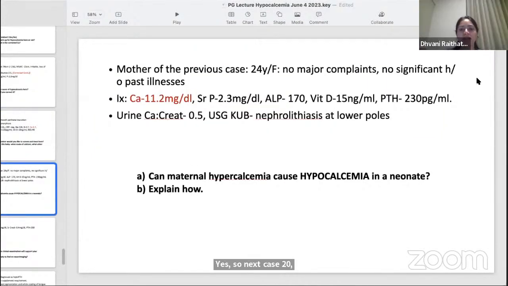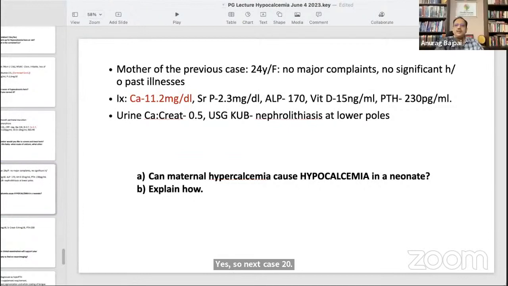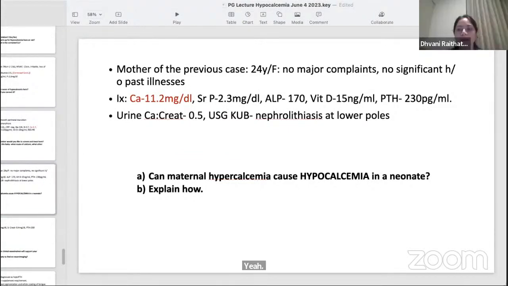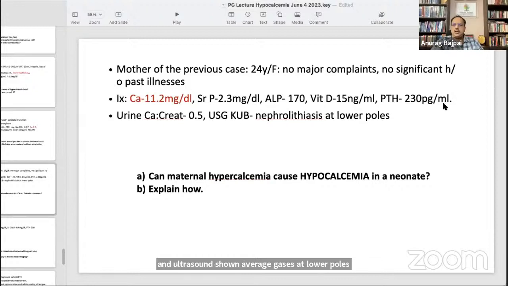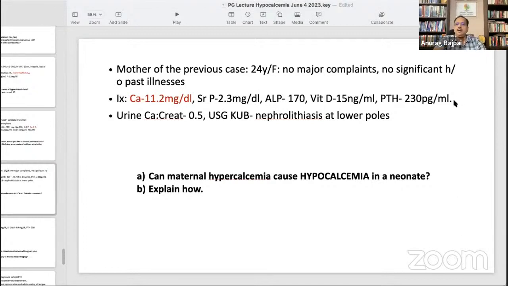In the mother of this child, she was a 24-year-old female, had no major complaints, no significant history in the antenatal period or past illness. However, on investigation, she was found to have hypercalcemia with phosphorus on the lower side and PTH high, 230. Her urine calcium creatinine ratio was high and ultrasound showed nephrolithiasis at lower poles. So what are we dealing with here? This mother, we thought it could be vitamin deficient, but suddenly she is hypercalcemic. So anybody can have a guess what is the problem here?